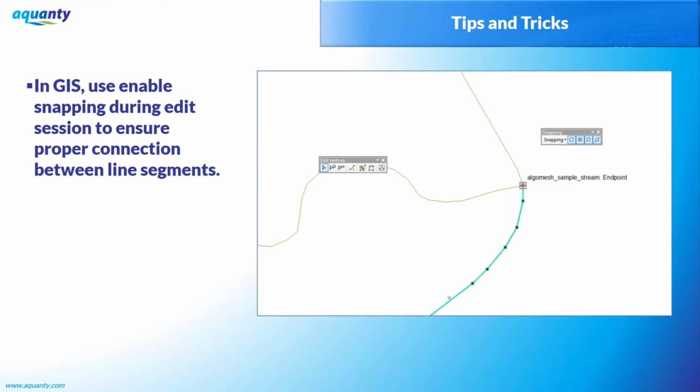So in GIS, we can modify these junctions. You could just enter an edit session, make sure you have snapping enabled, and simply snap these together. You could also do this if it's only a few locations. You could also do this in AlgoMesh using the spline editing tools.